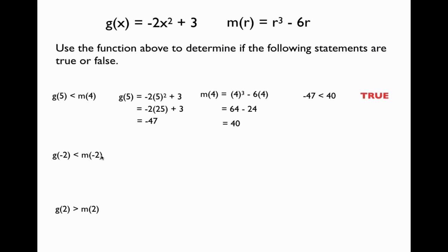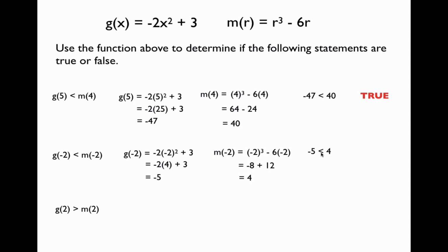Now, following the same process, we can determine whether these other two statements are true. So g of negative 2 is equal to negative 5. M of negative 2 is equal to 4. Using substitution, we can rewrite the original statement as negative 5 is less than 4, and that also is true.